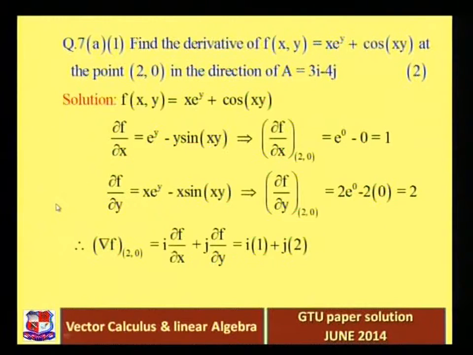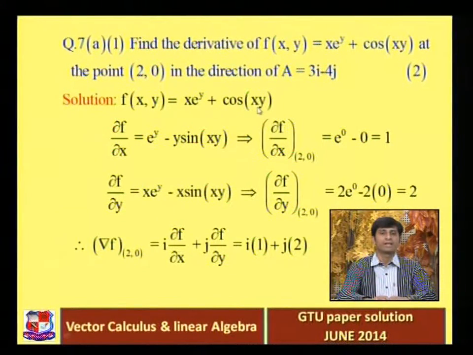Next question, question 7A, first part: find the derivative of f(x, y) equal to x e^y plus cos(xy) at the point (2, 0) in the direction of A equal to 3i minus 4j. So this is our function f(x, y), x e^y plus cos(xy). First of all, we have to find the partial derivatives of f with respect to x and y, del f by del x and del f by del y.